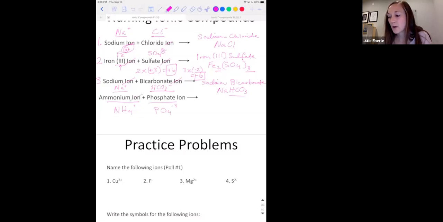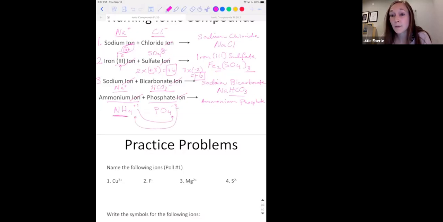Let's name it. Drop the word ion. You should have ammonium phosphate. And to write the formula, you do the switch trick. This is a +1, so that means I'm going to need 1 phosphate. And this is a -3. That means I'm going to need 3 ammoniums.